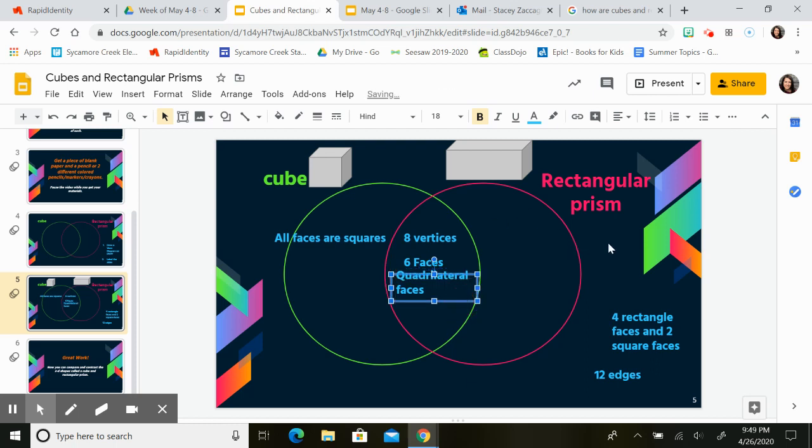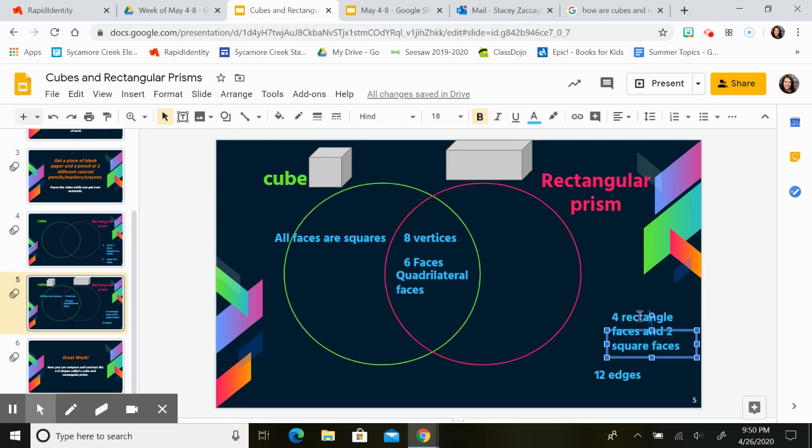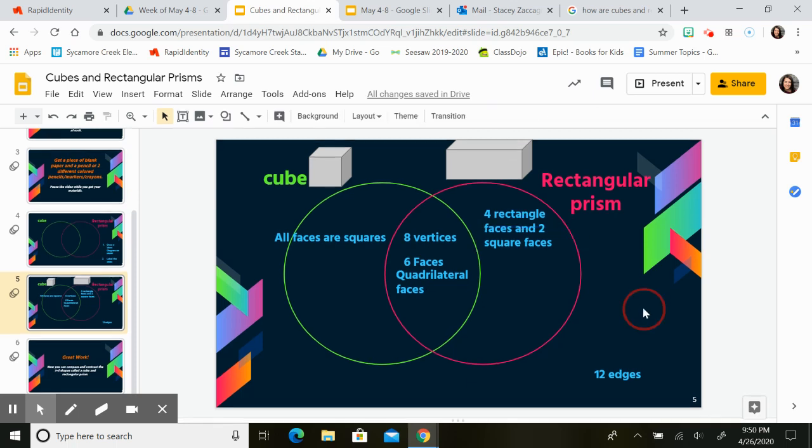So are you checking these off as you go? If you miss one, just draw an arrow where it should go. Let's look at this one, 4 rectangular faces and 2 square faces. Well, I know before that this one, all faces are squares, matches the cube. So this one, 4 rectangular faces and 2 square faces must be just the rectangular prism because it has the rectangle sides.